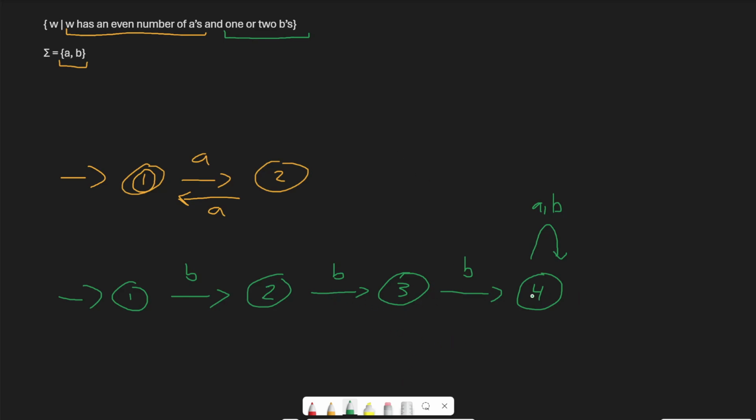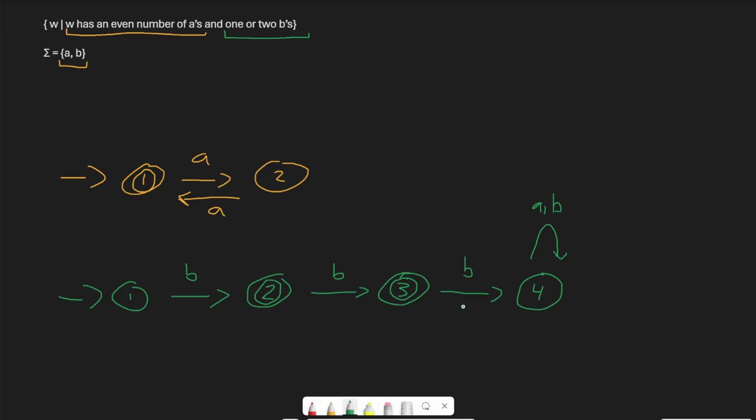So what is our accept state going to be here? Our accept state is going to be where we have 1 or 2 B's. So when we're on state 2, that's when we have 1 B. And when we're on state 3, that's when we have 2 B's. So that's going to be our accept state.